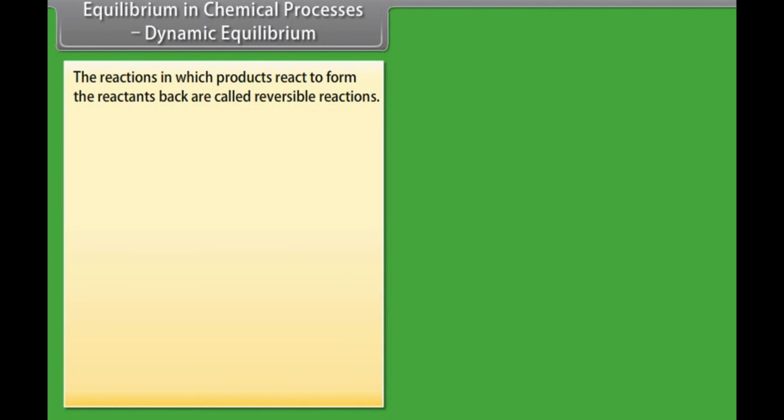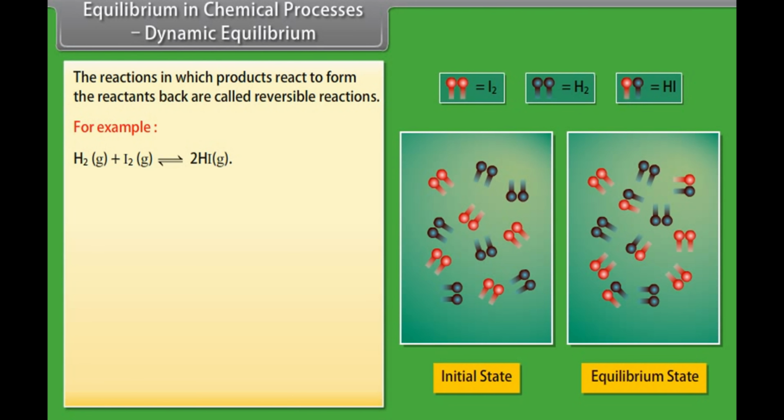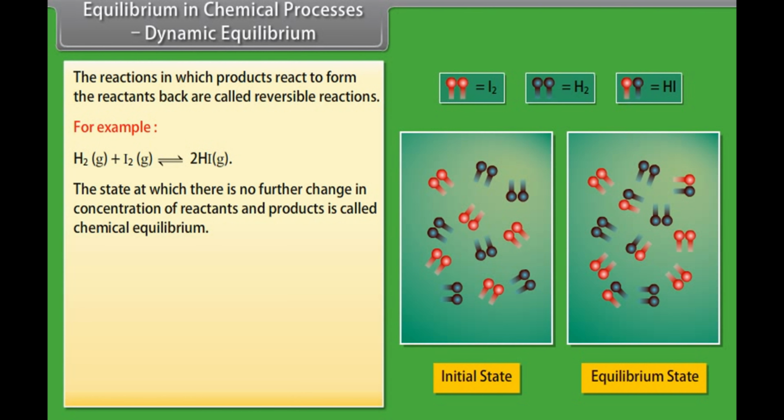The reactions in which products react to form the reactants back are called reversible reactions. The reversible reactions are represented by putting two arrows pointing in opposite directions. For example, hydrogen reacts with iodine, gives rise to hydrogen iodide. The state at which there is no further change in concentration of reactants and products is called chemical equilibrium.